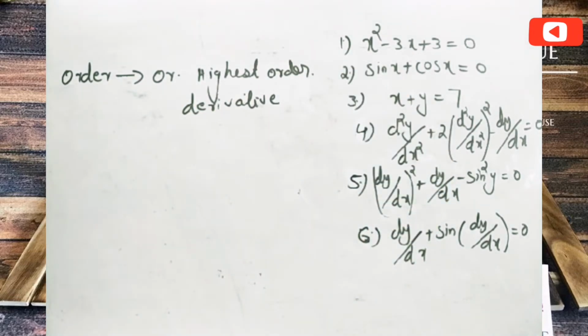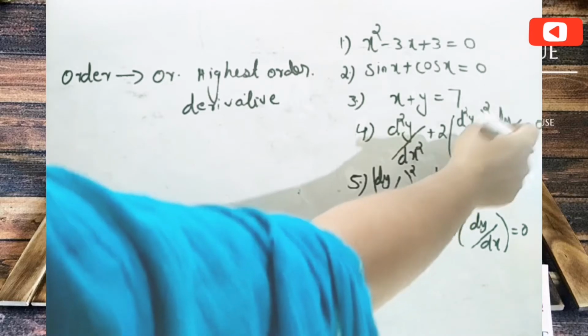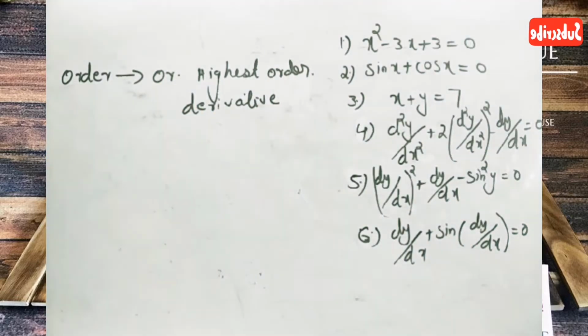d²y/dx² + 2(d²y/dx²)² − dy/dx = 0. Okay, this is a differential equation because it contains derivatives. This is a differential equation, and order means the order of the highest order derivative.